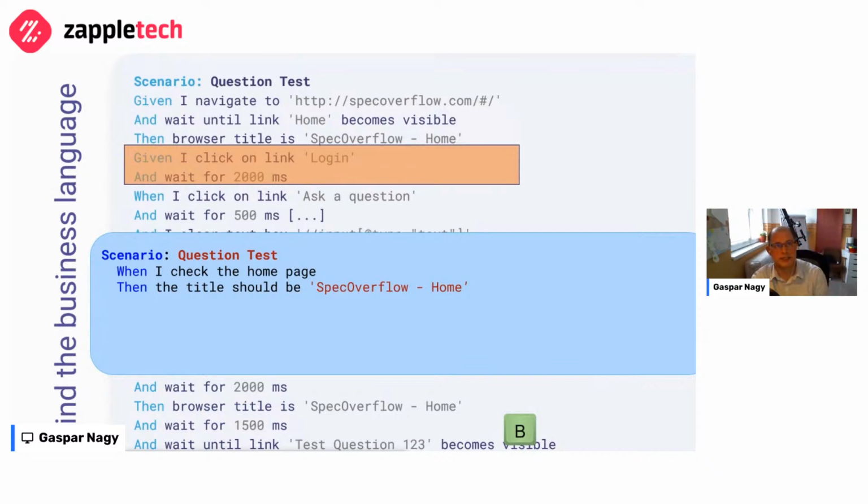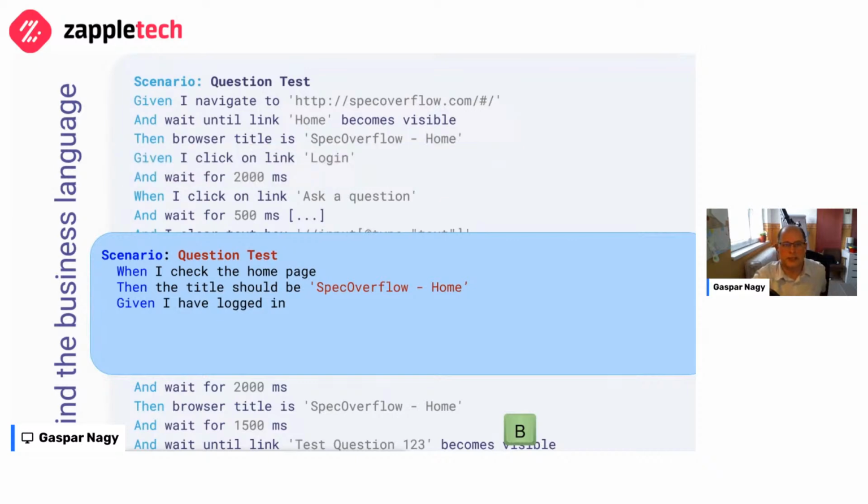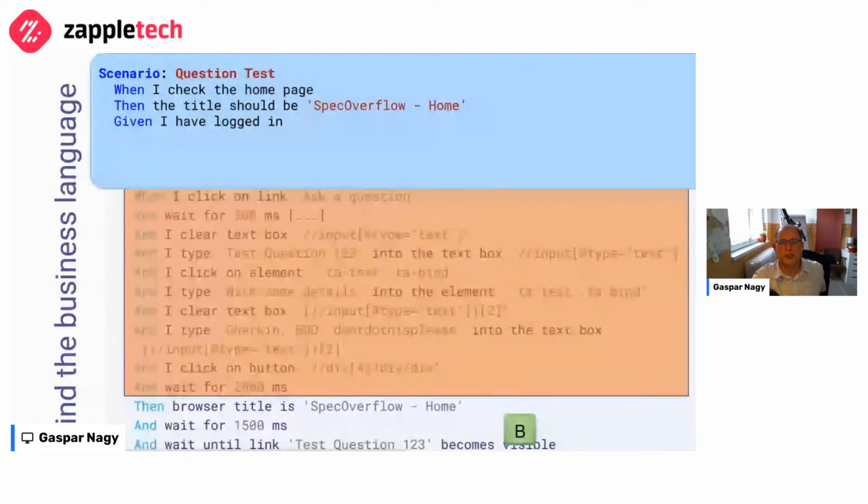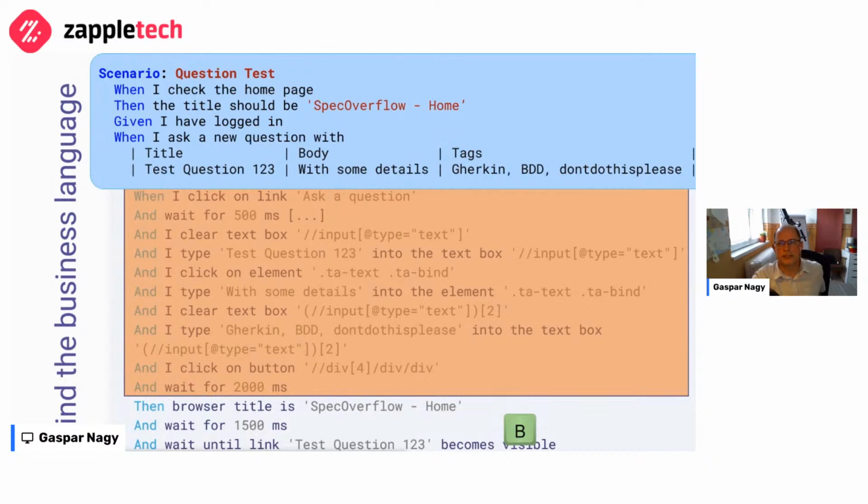I just highlighted these 2 lines, but actually there are a couple more that I was skipping here. So you can imagine a proper login step, which is actually just ensuring that you have logged in. And you can also select this big section, which, if you went through it in detail, is actually just going to the ask question page and typing in some question details, a title, whatever text. So basically it is saying that when I ask a new question with test question 1, 2, 3 as a title, with some details as a body, and with some text you are seeing there. This is what we really wanted to do, and of course we could go through the rest of the scenario. I will stop here.